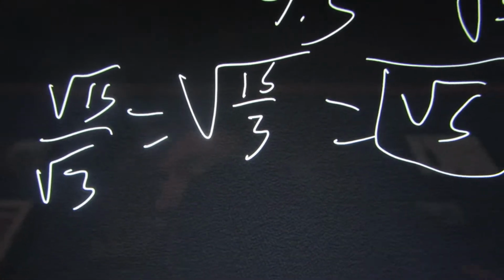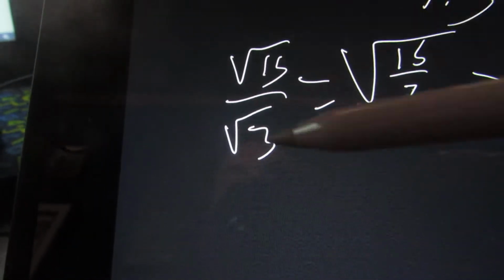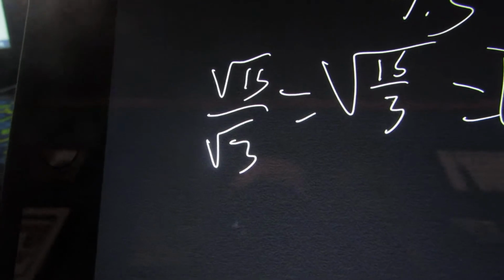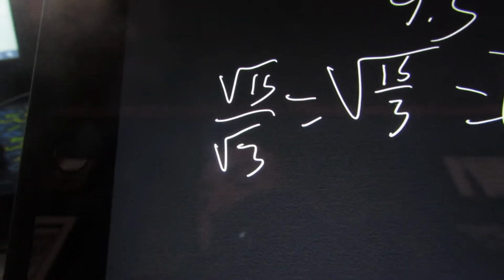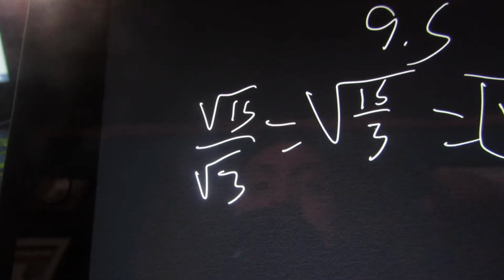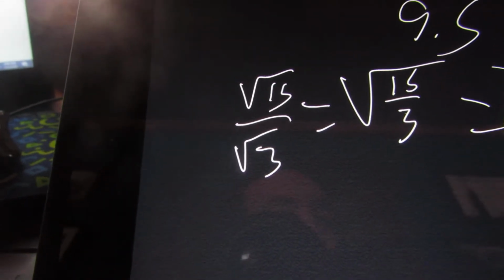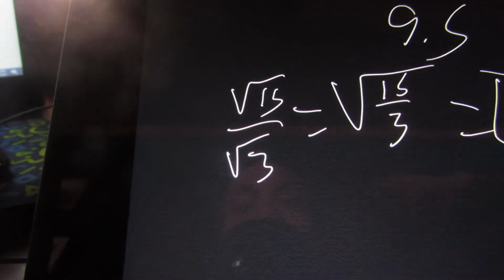So my recommendation here is if you can divide these numbers, do it, because it's going to make things a lot easier for you. And you're going to see what happens later when you can't. But again, if you can divide the numerator by the denominator before you do anything else, do that.